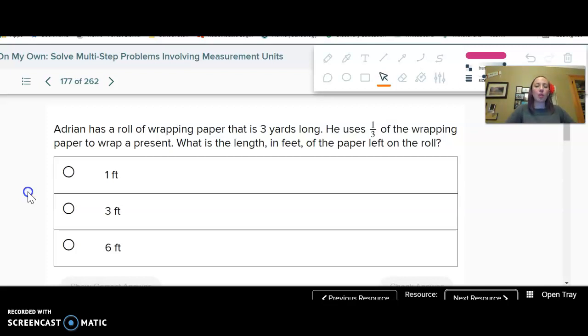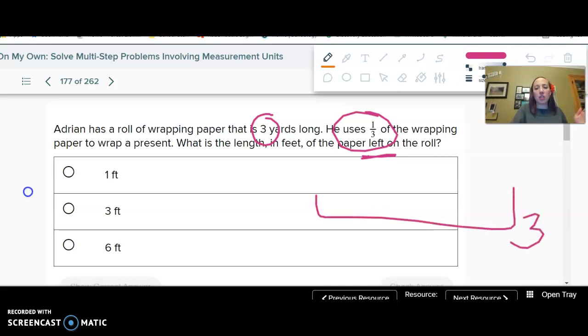Did you get it? All right, hopefully you gave it a shot and then took a guess if you weren't sure. So, notice it tells us what he uses, but then it asks what's left. So we have to sort of think, okay, let's figure out what he uses, and then we can subtract to figure out what's left. So if it's 3 yards what he has, he uses 1/3. Well, what's 1/3 of 3? If I have 3, I need to split it into 3 groups to figure out 1/3. It's just 1, 1, and 1, right? Each yard is 1/3 because that's 3 equal groups.